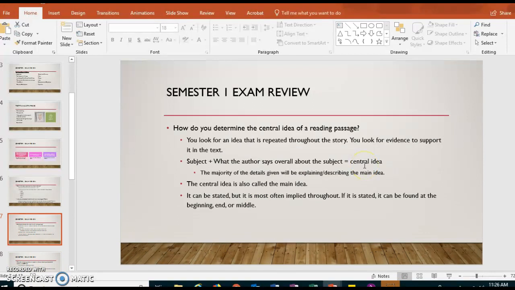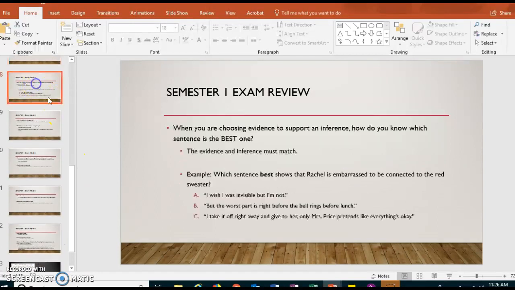So, how do you determine the central idea of a reading passage? Remember, you look for the idea that's repeated throughout the story. Like in the Lou Gehrig speech, he kept saying how thankful he was. So we knew that that was the central idea. It was that he was thankful, right? So, what is the author saying about the central idea? It can be stated, but it's most often implied if it's not stated. Most of the time in a reading, you're going to find that it's not going to be stated directly, it will be implied. It's like they're in a roundabout way saying that. So just remember that there are a lot of times they're not directly going to state it.